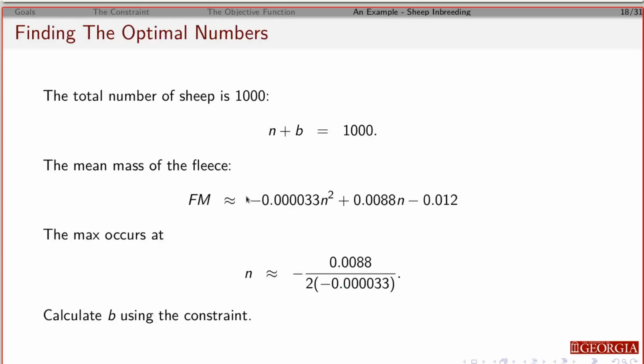All right, so let's go back. Let's recap what we have now. We have a constraint. We can't have more than 1,000 sheep. So there's my constraint. I got into my data and I found out that the mass of the fleece, that should be MF, sorry, is my best approximation is given by this thing right here. And this is my objective that I want to maximize. So I can just go get a formula in the book, blindly plug this in, I get some number. Once I get in, I can come back to my constraint, use this to calculate B, and I'm done.